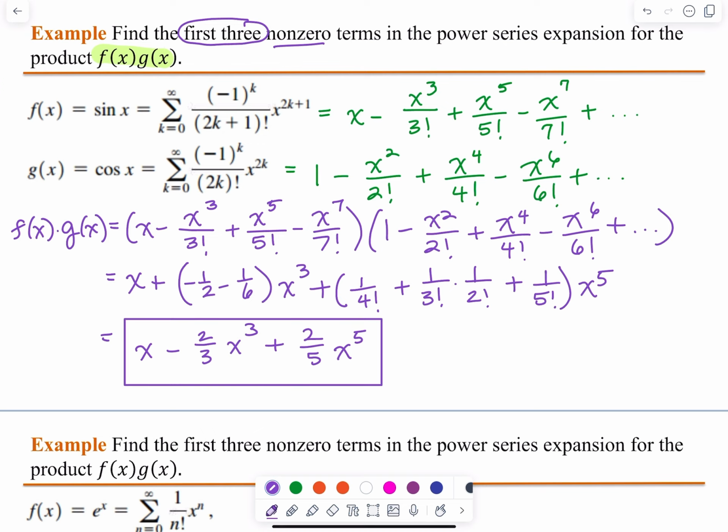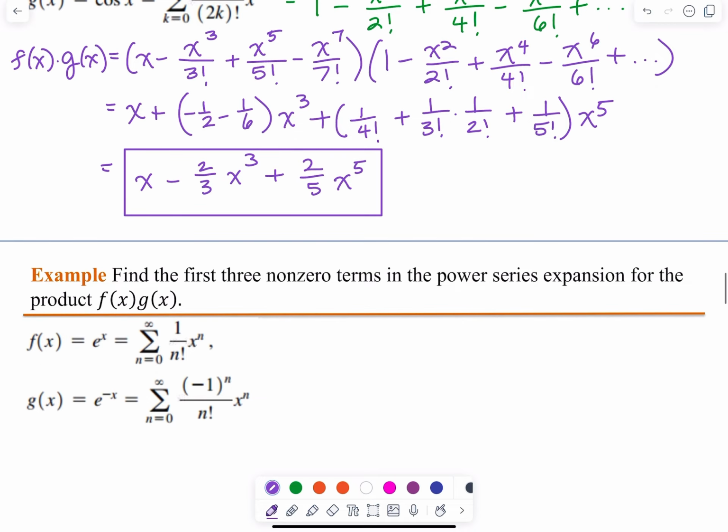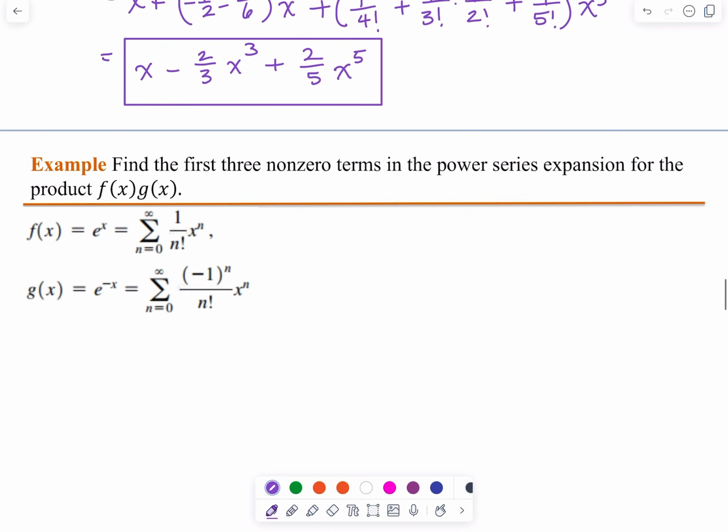Okay, let's take a look at our next product. Here we're given e to the x multiplied by e to the negative x. And you can probably already think about what that's going to be. So it's just something that, of course, we would know here before we start, but let's go ahead and show that.